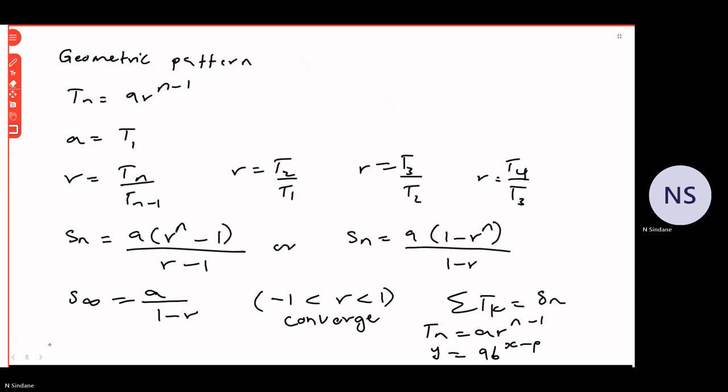Say now you have 2, 6, 18, 54. They want you to calculate the next 2 terms. So in this case, this is a geometric pattern. You need to know what is the value of r. r is equal to T2 over T1, or r is equal to T3 over T2.